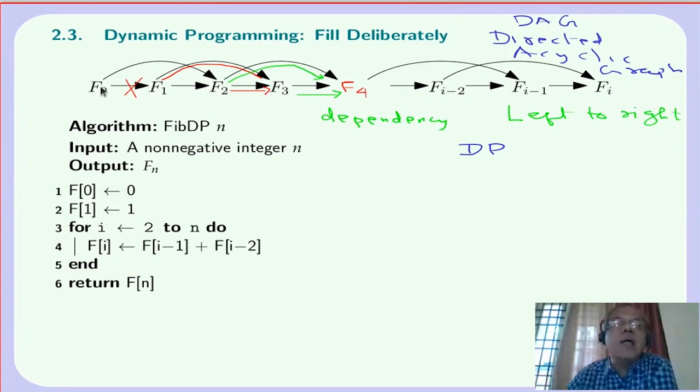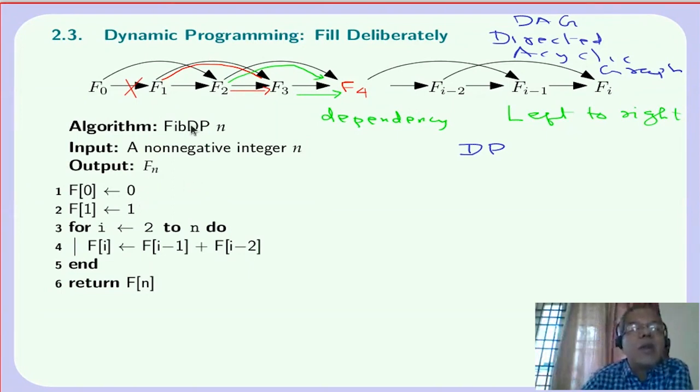So if the dependency is a directed acyclic graph, there are no backward edges, there are only forward edges, only in one direction from left to right. There is no edge in the opposite direction, right to left. Then we can solve the subproblems from left to right. And that is what we do here.